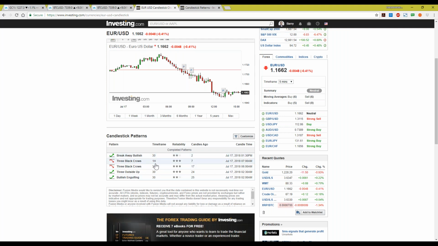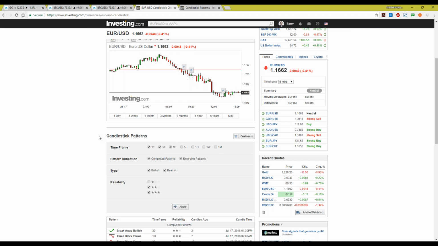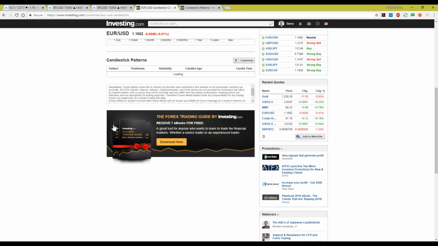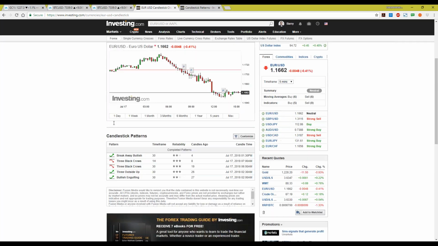We can see that we had the 3 black crows on the hourly chart we just looked at. Oh, this is in euro. We were looking at gold before. We had 3 black crows 17 bars ago in a half-hour chart. In a 1-hour chart, we just had them 7 bars ago. Now we can customize this by choosing the time frames we want to look at, what patterns we want to look at, and what reliable levels we want to look at, and just simply apply it, and it's going to give it to us.